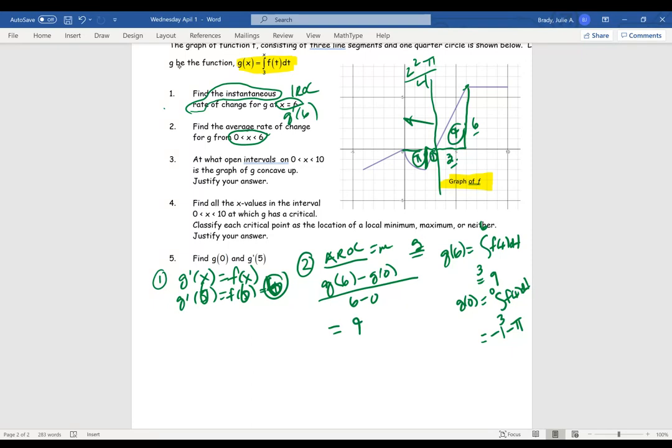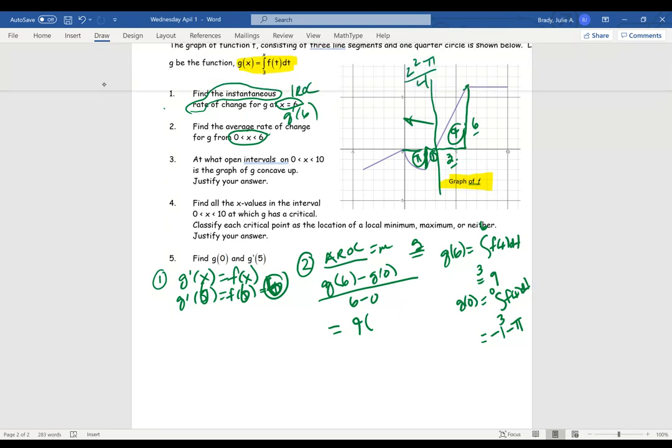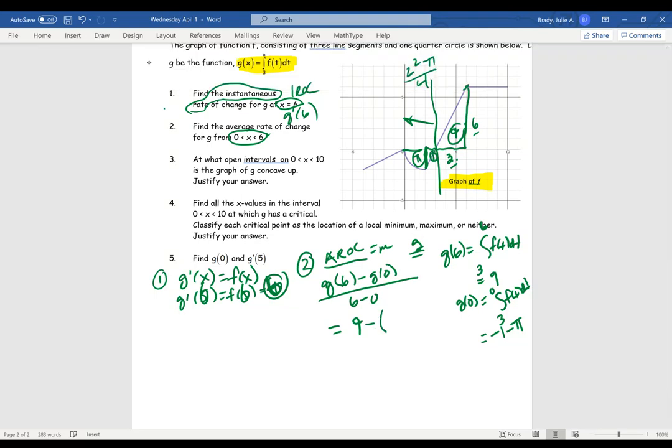Okay, so now let's get our AROC. So it's 9. Okay. Sorry, long day. Okay. It's 9 minus negative 1 minus pi over 6, which you could leave, but that's 10 plus pi over 6. That's the hardest one on the page, so good job.